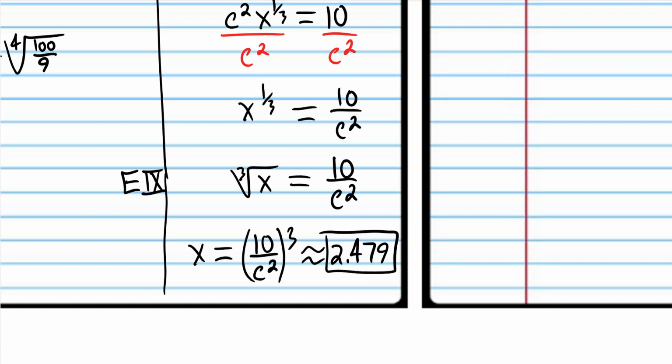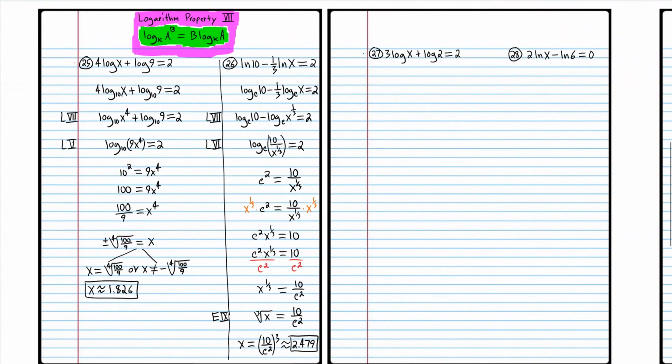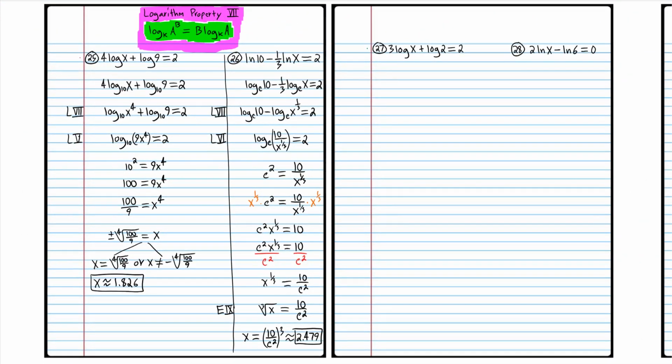So we have 2.479. Okay, so now it's your turn. I want you to try number 27. The first step is to figure out what base we're using in these logarithms. So go ahead and try 27. When you come back, we'll do it together.